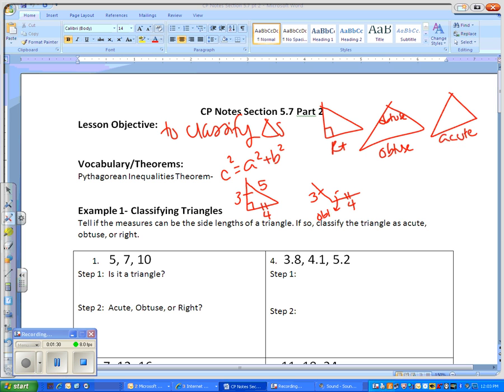And what's going to happen is that this c, do you think it's going to be 5 like it is over here in this triangle, or do you think it's going to be bigger than 5? Well, it looks longer than 5. So what that means is if we do a squared plus b squared, the c squared is going to be bigger than a squared plus b squared. We already know that 3 squared plus 4 squared is going to equal 5 squared. This is going to be bigger than 5. So if c squared is bigger, it's going to be an obtuse triangle.